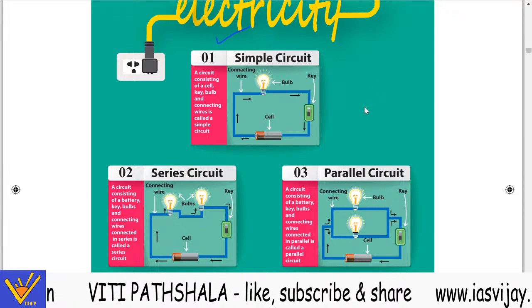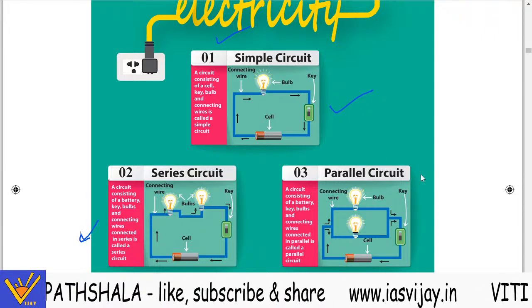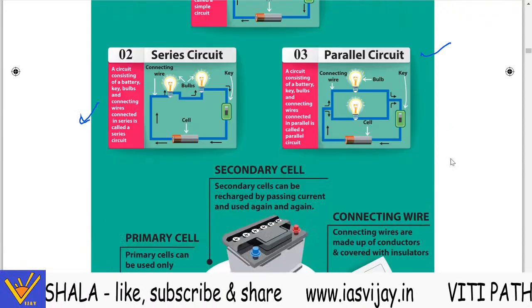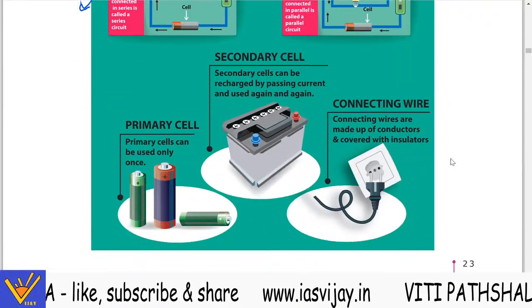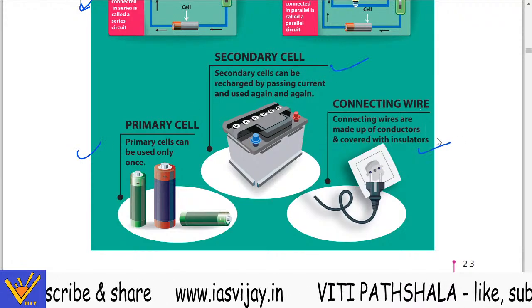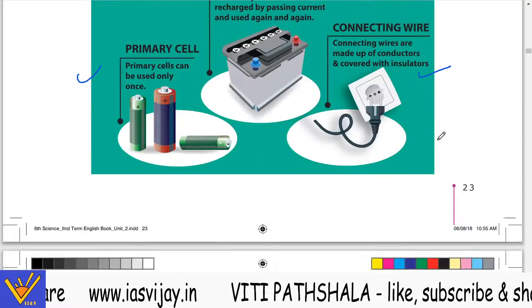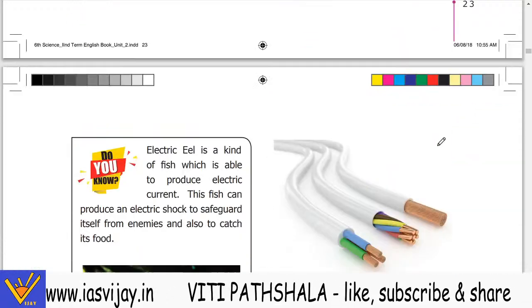Now this is the diagram of the simple circuit, then a series circuit and a parallel circuit, which we have studied. Now this is the primary cell, this is the secondary cell, and the connecting wire. So you can take a printout of this page. They have beautifully shown this.